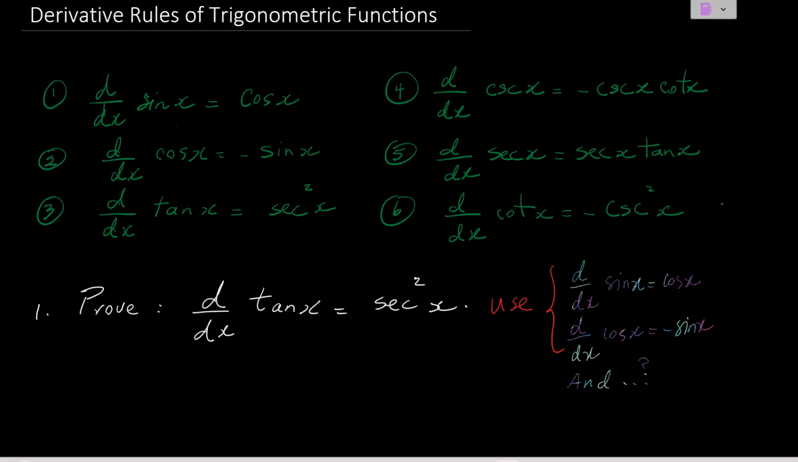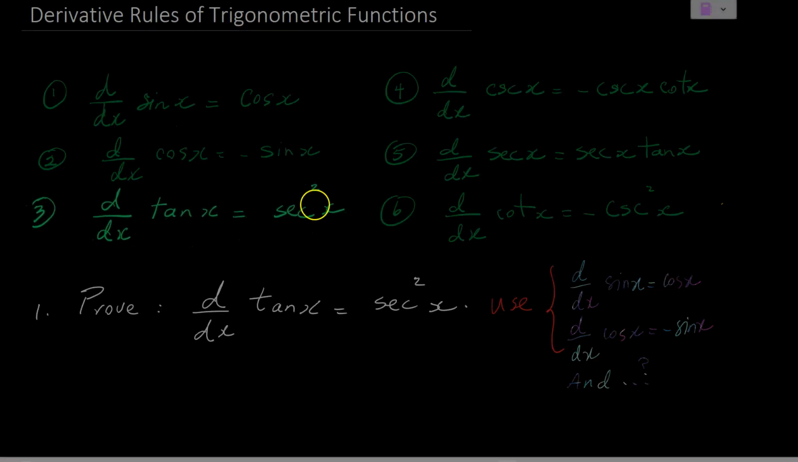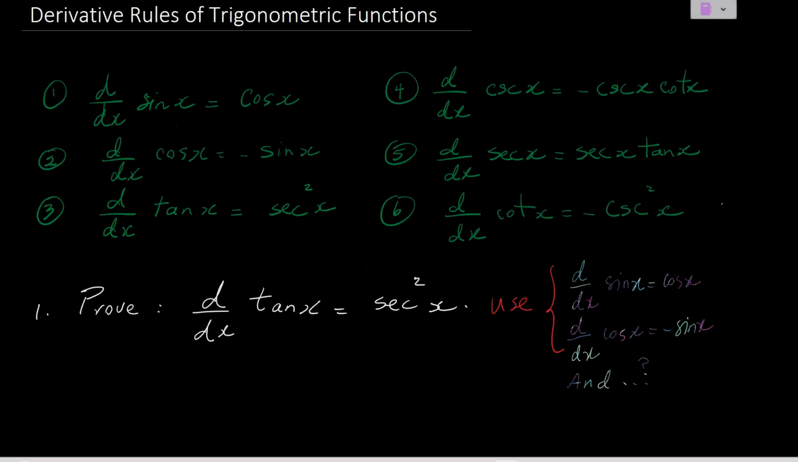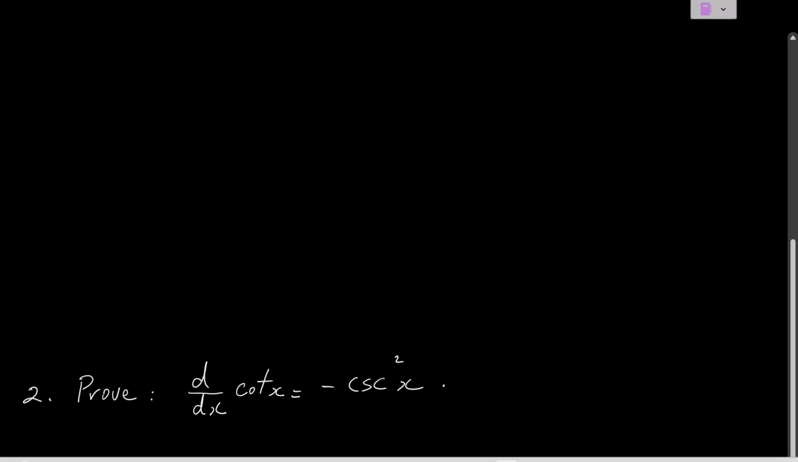Here's another lesson. Today, my intention is to go over derivative rules of trigonometric functions. And between the 6 rules that we have, I'd like to go ahead and prove 2 of the rules that are harder. One is number 3, the derivative of tan x equal to secant squared x. And the next one is the derivative of cotangent x.